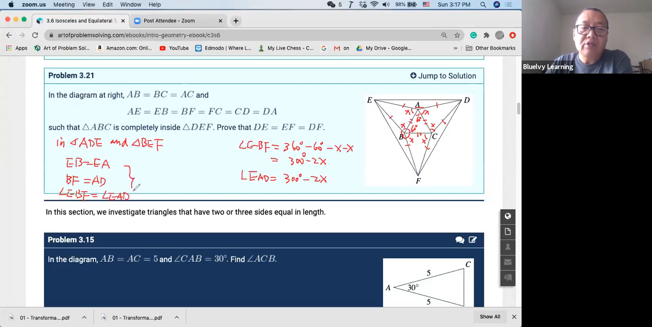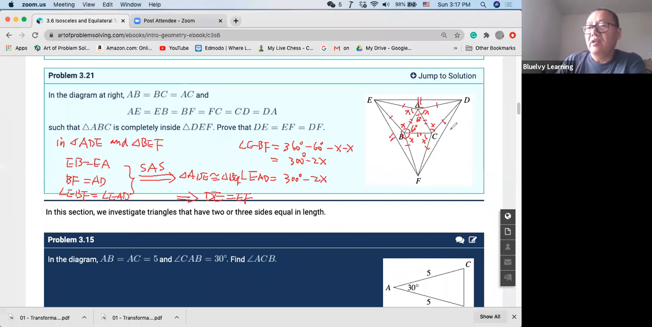Then we can get these two triangles congruent, right? What do we use? That's SAS, side, angle, side. So then these two triangles are congruent, ADE congruent with triangle BEF. Then we can get side DE equals EF because they are corresponding sides, right? We can get this side equals this side.